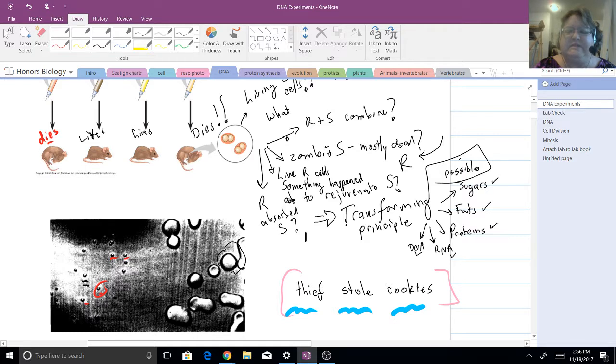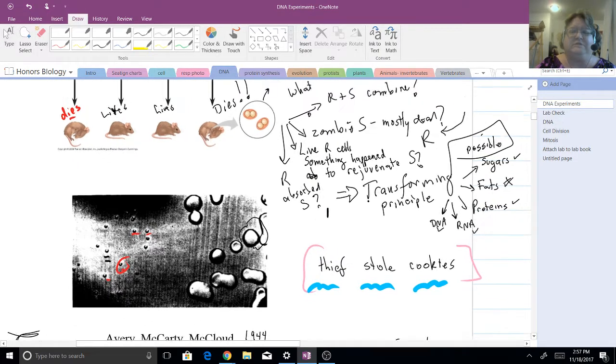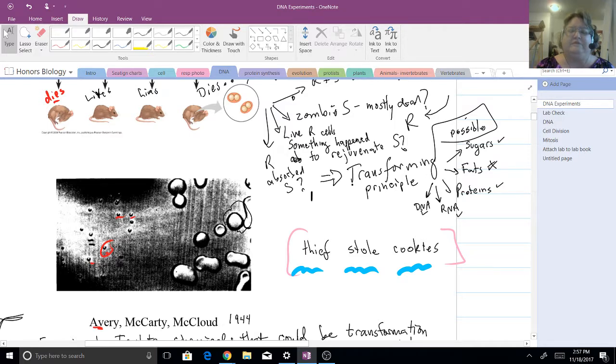Now, fats they kind of ruled out from the beginning because fats don't really have that many variations. And so, if you're looking for something that can cause genetic mutations and genetic variability, that wasn't a really good contender. But sugars can have some variation, proteins can have some variations, RNA and DNA. So I want you to think about how an investigator might go about this, because one of these is the transforming principle. We don't know which one.